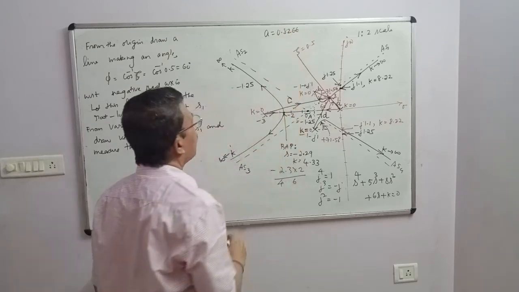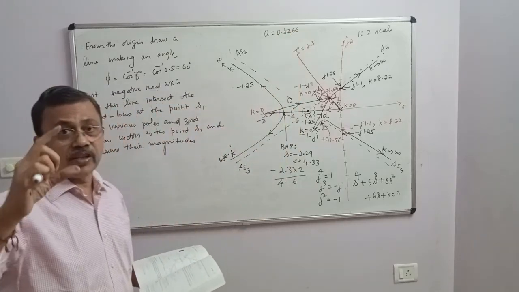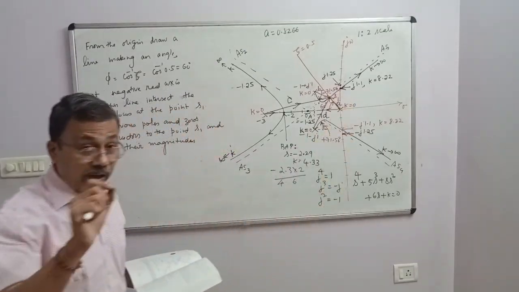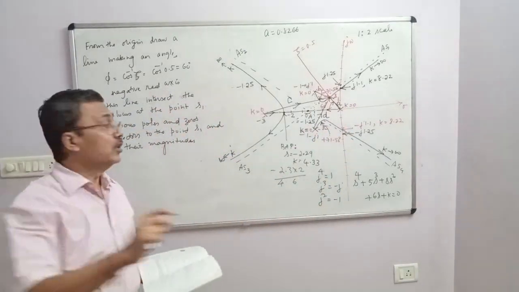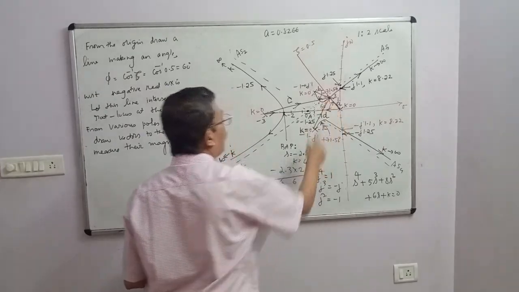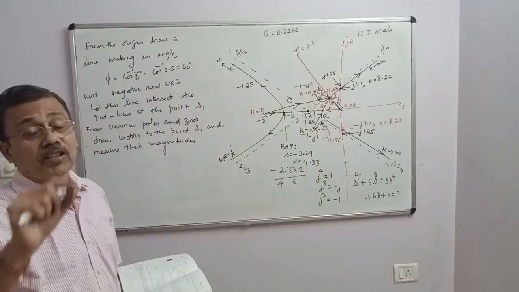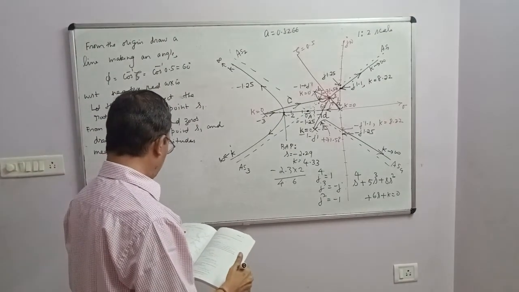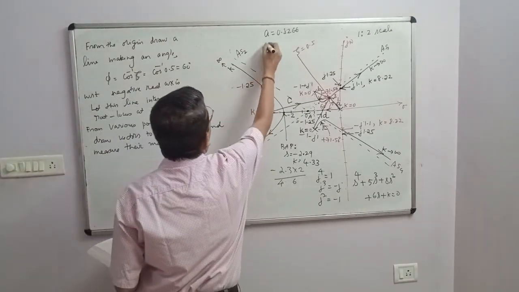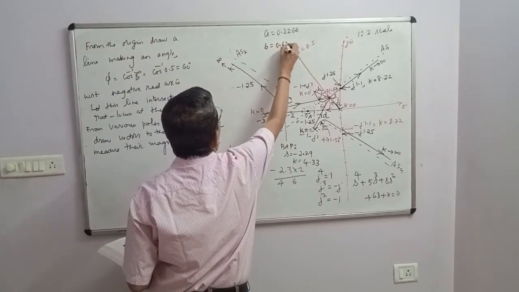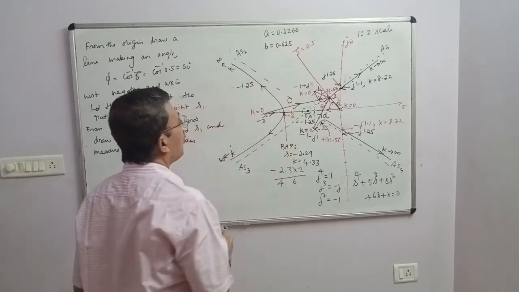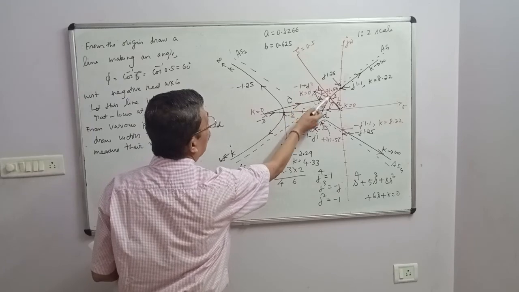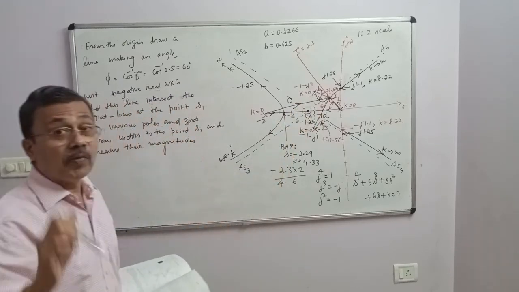How did you get A is equal to 0.8266? Take a scale, measure this distance and divide that distance by 2. Measure this distance from origin to point S1 and divide the distance by 2 because the scale is 1:2. B is 0.625. How did you get B is equal to 0.625? Take a scale, measure the distance from this pole to point S1 and divide that distance by 2.